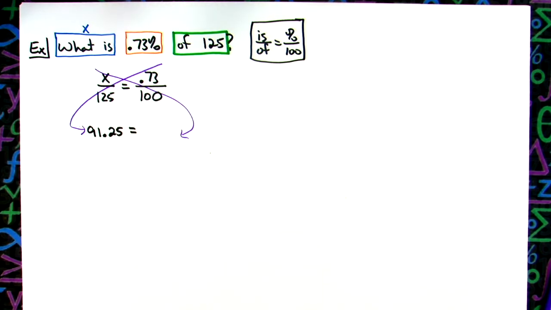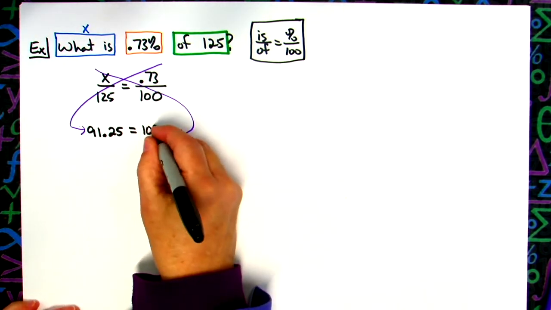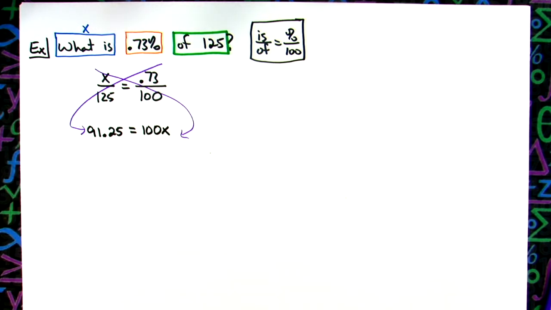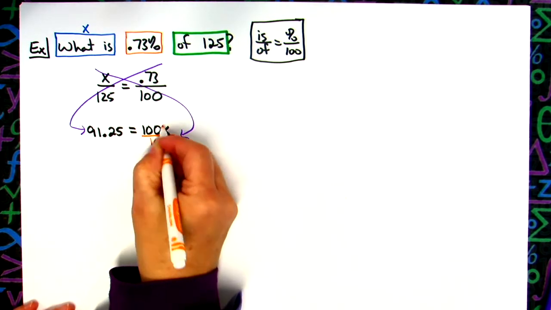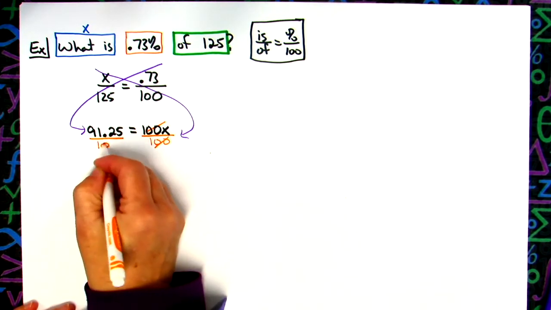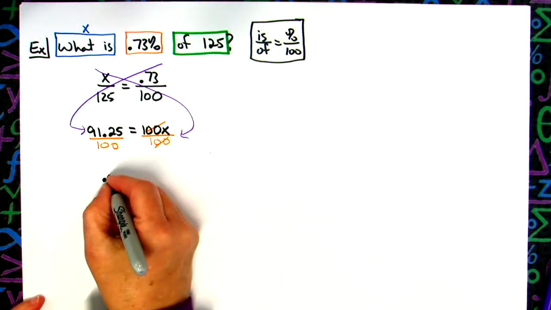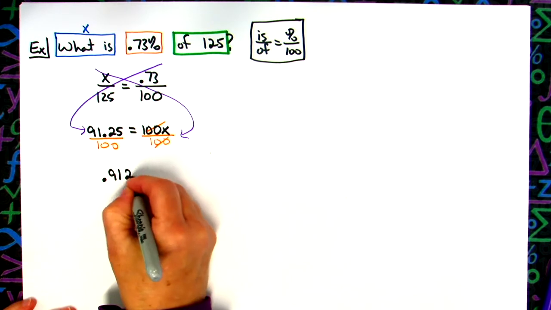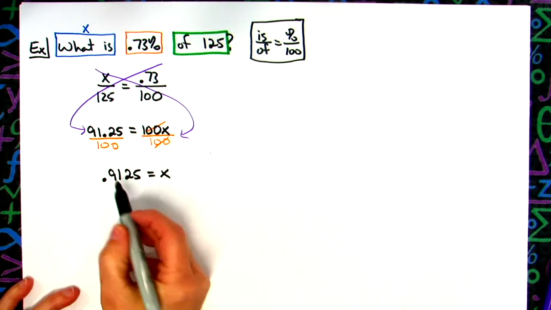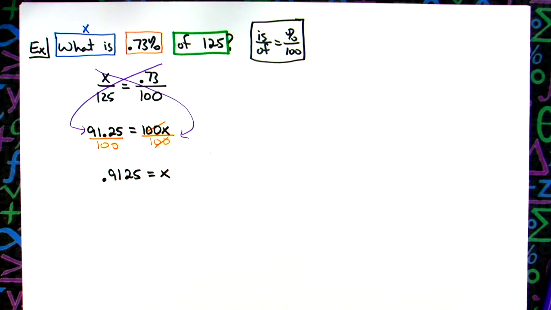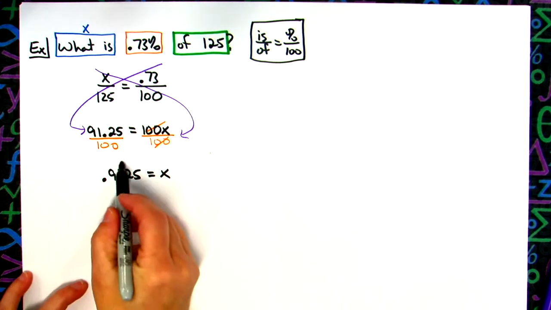When I multiply 100 times the x, 100x, what number do I divide by? We divide by 100. Again, you shouldn't need a calculator, but if you did, you could go ahead and use one. It basically is going to move your decimal 2 places to the left. So I'm going to get 0.9125 equals x. Now, do I have to add a percent sign to this answer? No, because it didn't ask for the percent. The percent was given. So do not just automatically always put a percent after it, because that doesn't make sense.